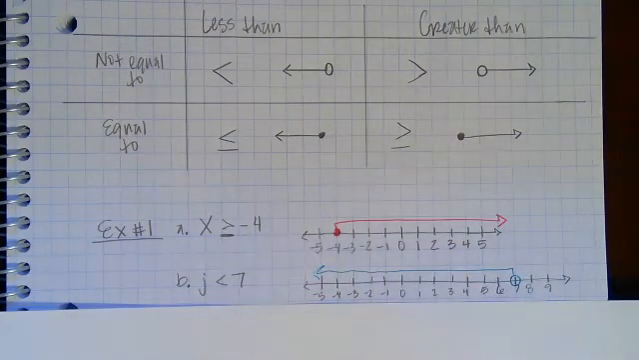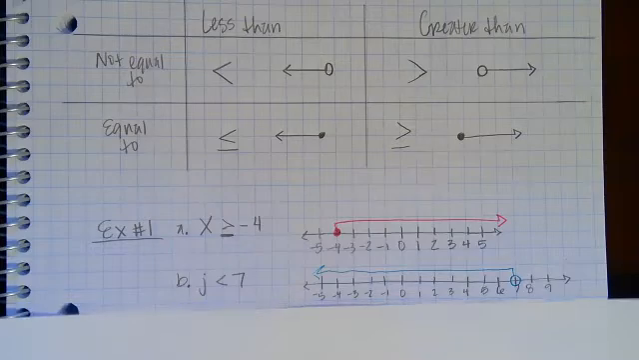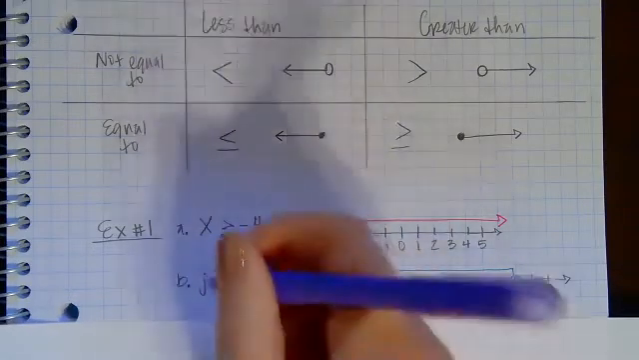Now I want to make one quick comment before we go on to example 2 here. Sometimes when we write our inequalities, they're given to us backwards. So it might be written like this.